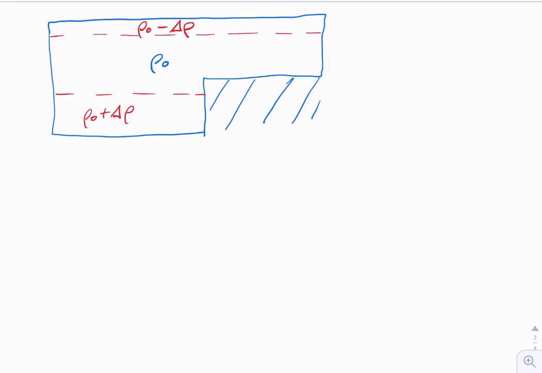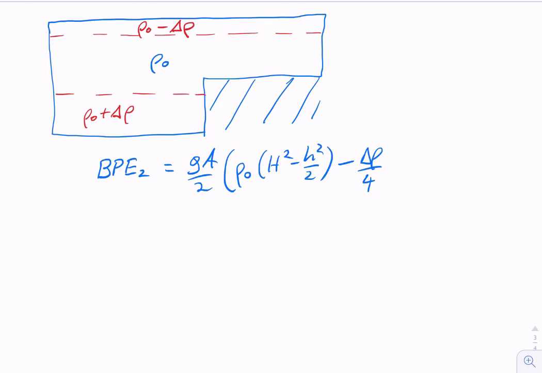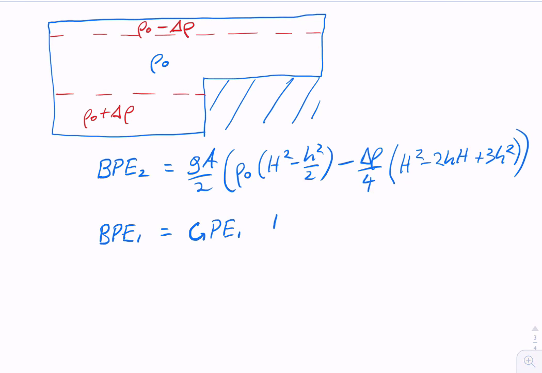With some calculation, we can also write the potential energy of this hypothetical state, the background PE or BPE, as BPE equals GA on 2 times ρ0 h squared minus little h squared minus delta rho on 4 h squared minus 2hh plus 3 little h squared, which is just slightly less than the original GPE. On the other hand, BPE for case 1 is exactly the same as the GPE.